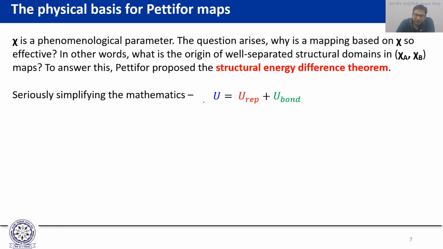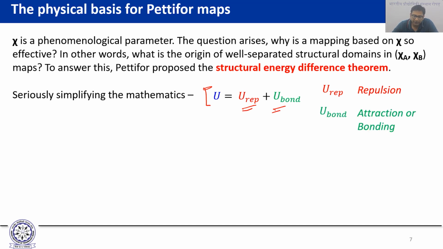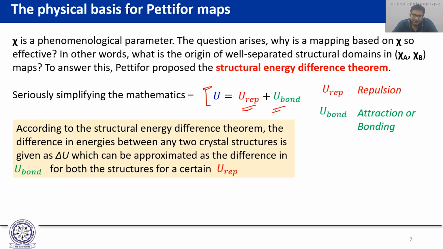What we do is we start with this very well-known expression that the overall potential energy is going to be a sum of a repulsive component and an attractive component. So U rep, that is the repulsion term, and then U bond, that is the bonding or the attraction term. Now, according to the structural energy difference theorem, the difference in energies between any two crystal structures is given as delta U, which can be approximated as the difference in the bonding energies for those two structures.